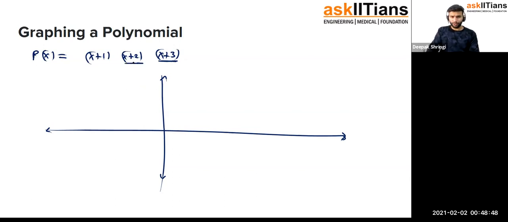At -3. This would be 0 at -2 and it would be 0 at -1. So basically the zeros of the polynomial are -3, -2 and -1. So the graph will pass through these 3 points first of all. Fine, so we will pass it from here, from here, from here. Now, pay attention please, this is a very important point, okay?